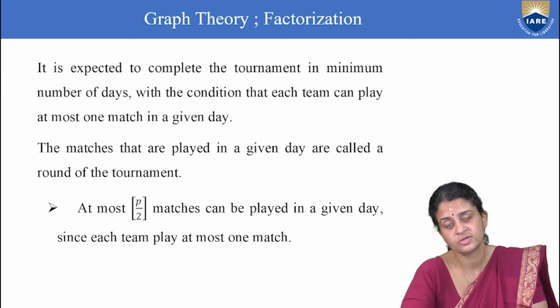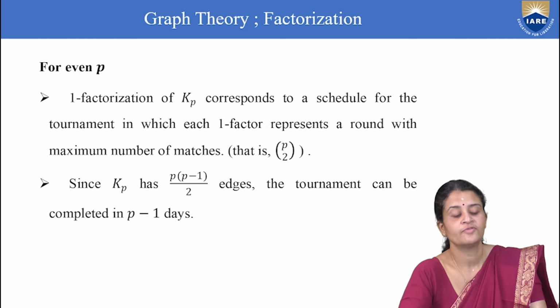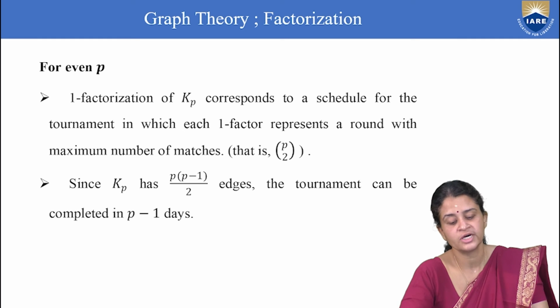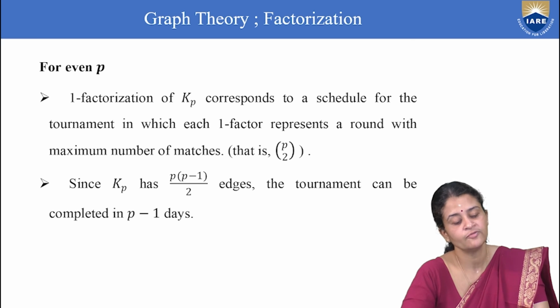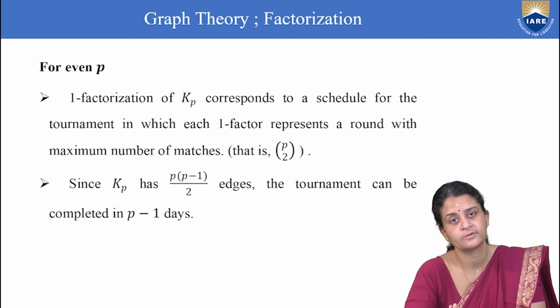Why? Because each team can play at most one game per day. This one-factorization of K_p corresponds to a schedule of a tournament in which one factor represents the round with the maximum number of matches. Here we have seen this for 4 vertices. We have different combinations like that, 2 combinations like that.